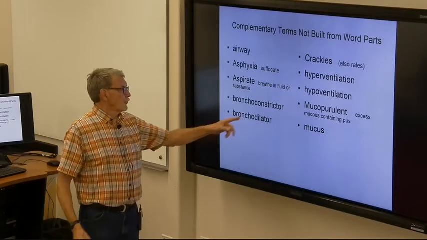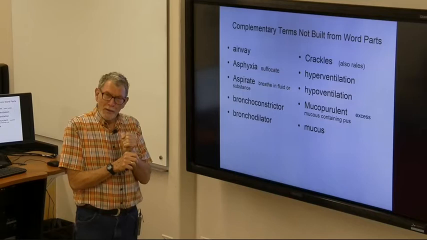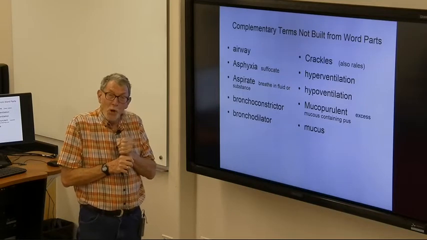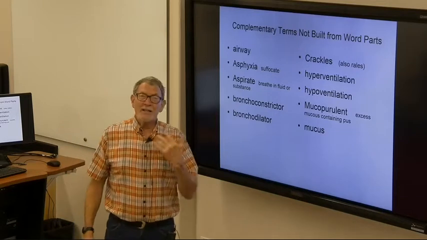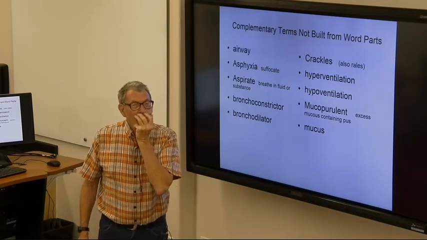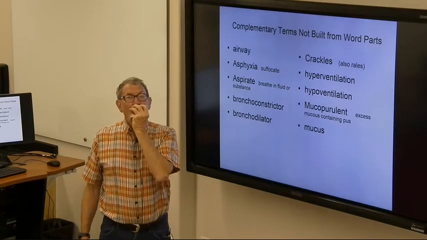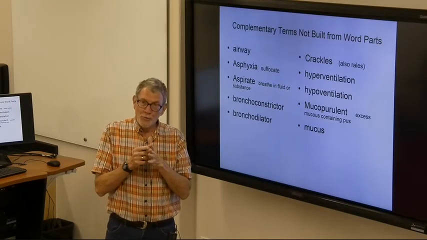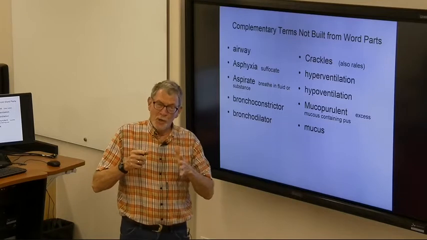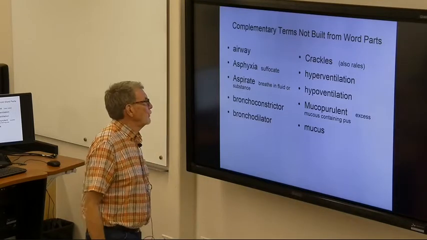A bronchoconstrictor will cause your bronchi to get smaller. A bronchodilator will cause them to get bigger. If you're having an asthma attack, you might breathe in a bronchodilator, like atropine or something, that will cause your bronchi to relax and open up.